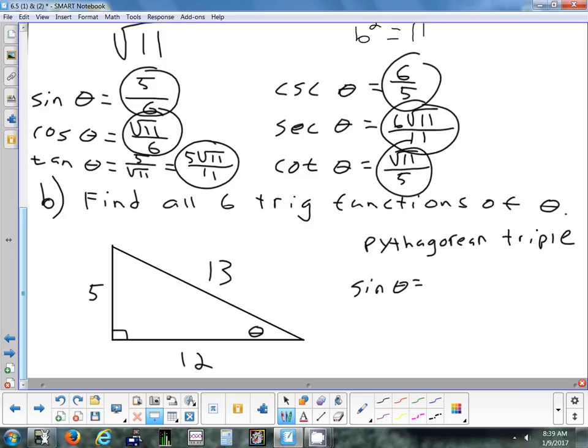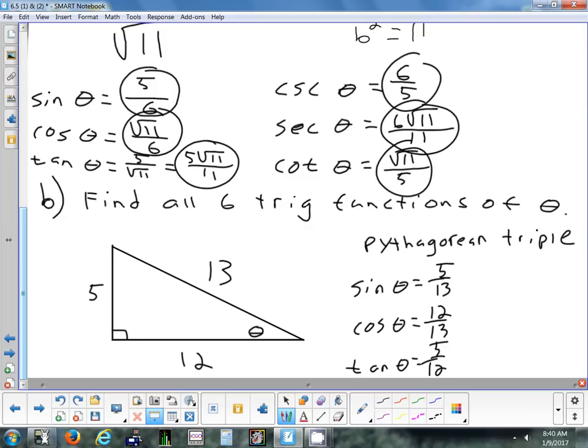Yep. 5 over, what did you say? 12. That's going to be my tangent. 5 over 13. So opposite over hypotenuse. Okay, Rachel, how about my cosine? It would be 12. Yep, adjacent over hypotenuse. And the tangent, I just said that was what we said earlier. It's 5 over 12.